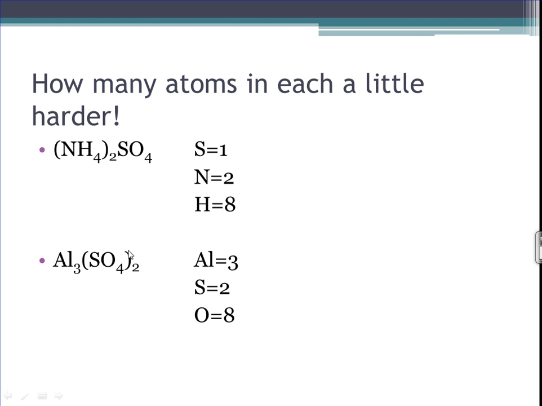If you take a look here, again, 8 oxygen atoms, 2 sulfur atoms, 3 aluminum atoms.